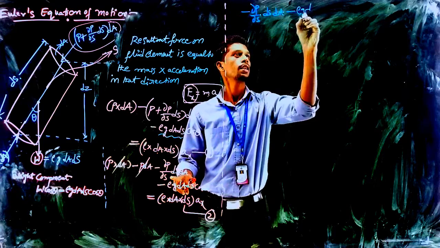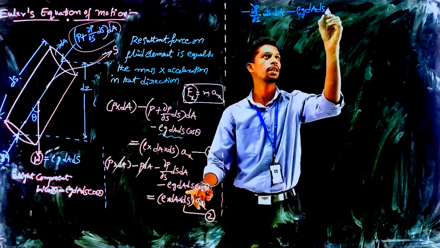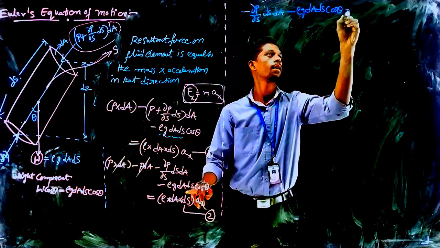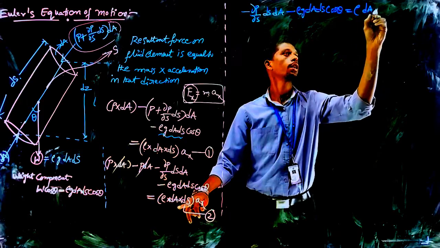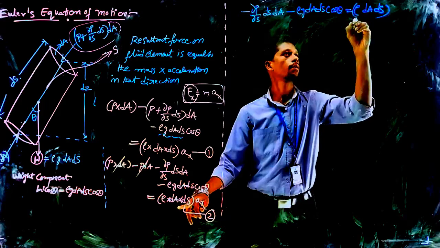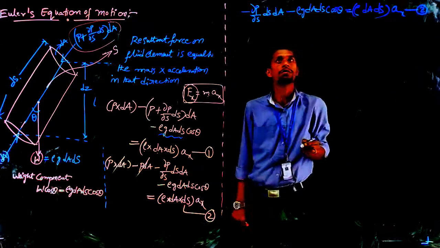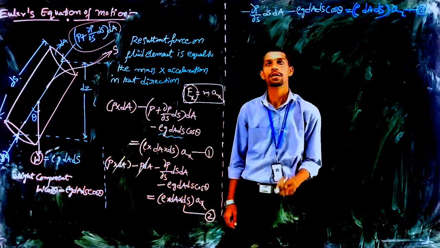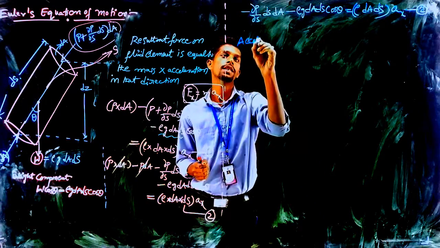Minus rho g dA ds cos theta, which is equal to rho dA ds multiplied by the acceleration. This is equation number 2. Now we have to write the expression for acceleration.